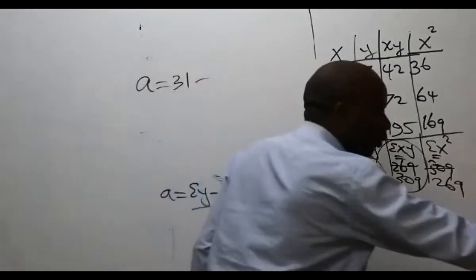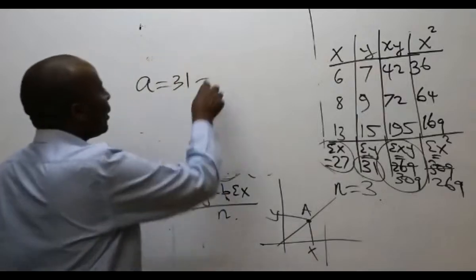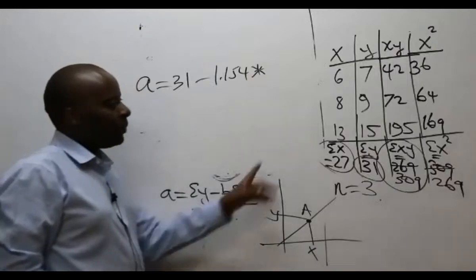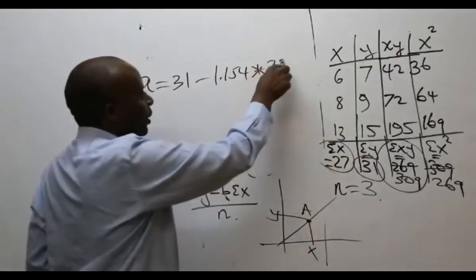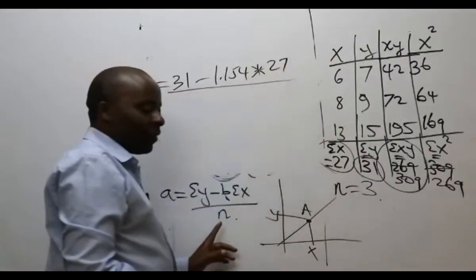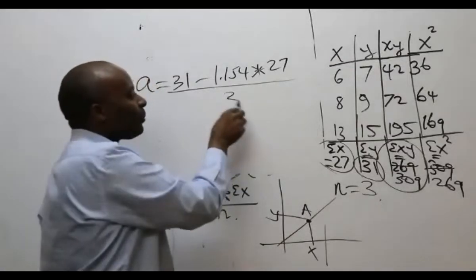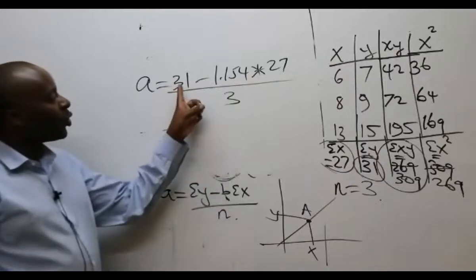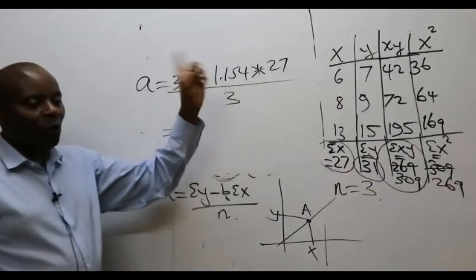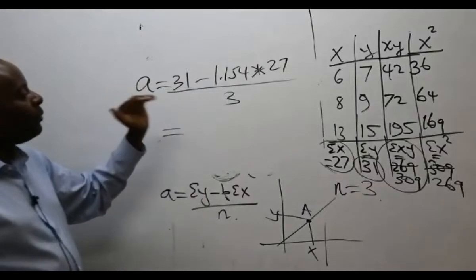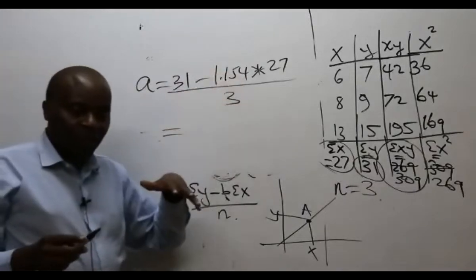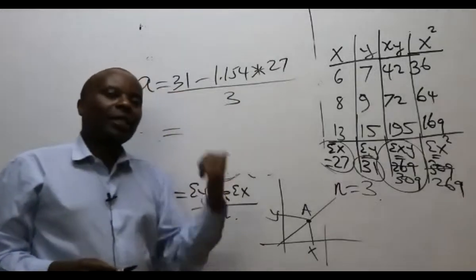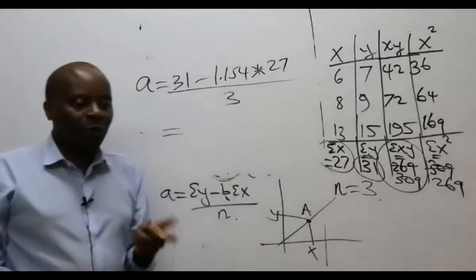The value of B that we got was 1.154 times summation of X. Summation of X happens to be what here, somebody? 27. Everything has to be divided by N, which is 3. So here you have to be very careful. Please pick the numerator alone. Remember, body mass tells you that this over is like brackets. So if it's like brackets, ensure that first of all you evaluate the numerator value and then the denominator value separately, and then you go ahead to give us the quotient.